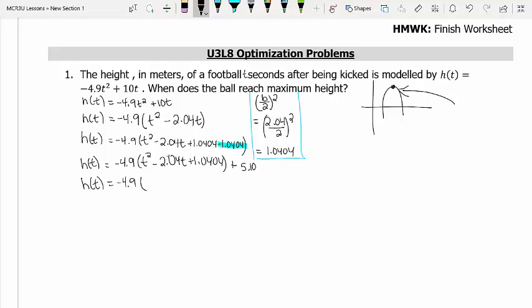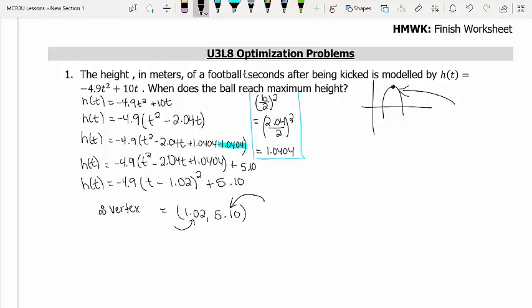And now inside the brackets is a perfect square trinomial, so we'll factor it accordingly. So as a result, our vertex is at 1.02 and 5.10. Okay, so we just have to interpret this. So that means that after 1.02 seconds, the football reaches a height of 5.1 meters.